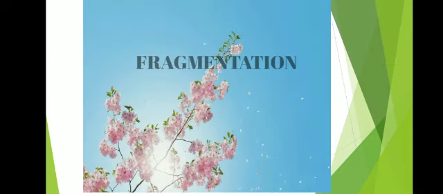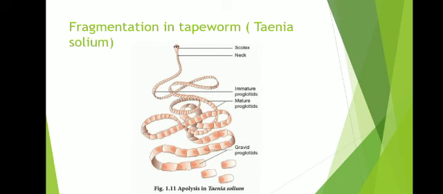Next one is fragmentation. This is also one kind of asexual reproduction. Fragments means pieces. A parent body breaks into fragments, and each fragment has the potential to develop into a new individual. Examples are sea anemone and the tapeworm Taenia solium. Among these, Taenia solium is the example given for you.